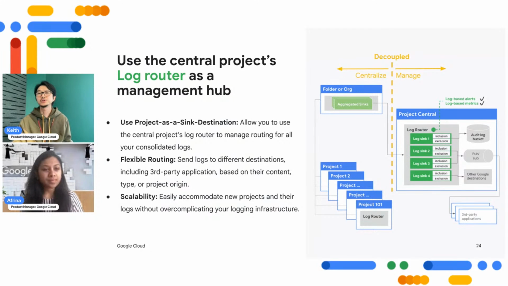So when you send logs to your central project using project as a sink destination, whether you are using aggregated sinks or not, you're essentially decoupling two important tasks. One is centralizing the logs, and second is managing the log selection and routing. Handling the centralization becomes way easier now because all you're doing is pointing all your log sinks at the central project.